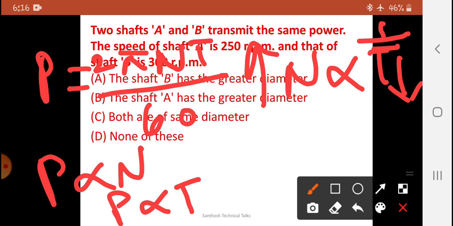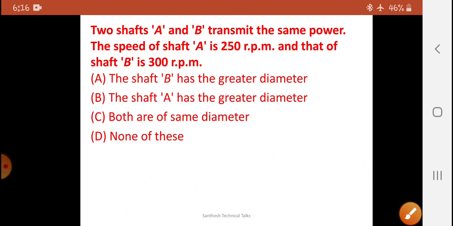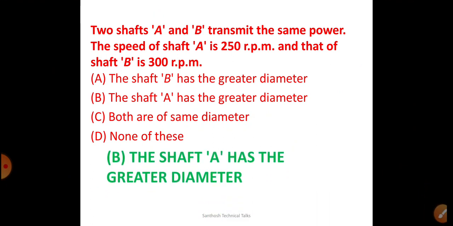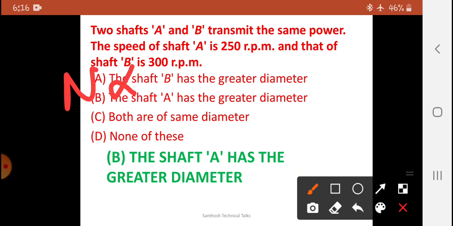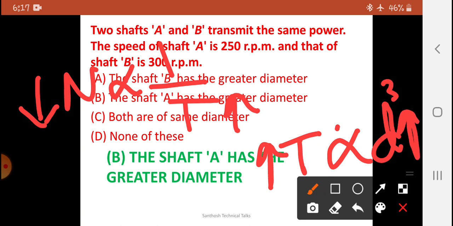We know that torque is directly proportional to diameter cube. If torque is reduced, then the diameter is also reduced. So as per this relation, shaft A has a greater diameter. Since the speed is low, N is proportional to 1 by T. If the speed is low, then torque will be more. If torque is increased and the diameter is proportional to it, that is why shaft A has a greater diameter. Okay.